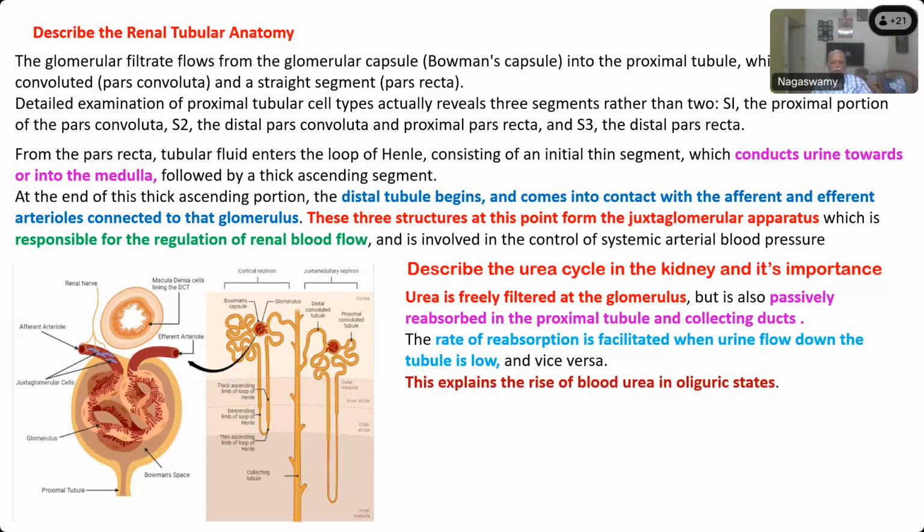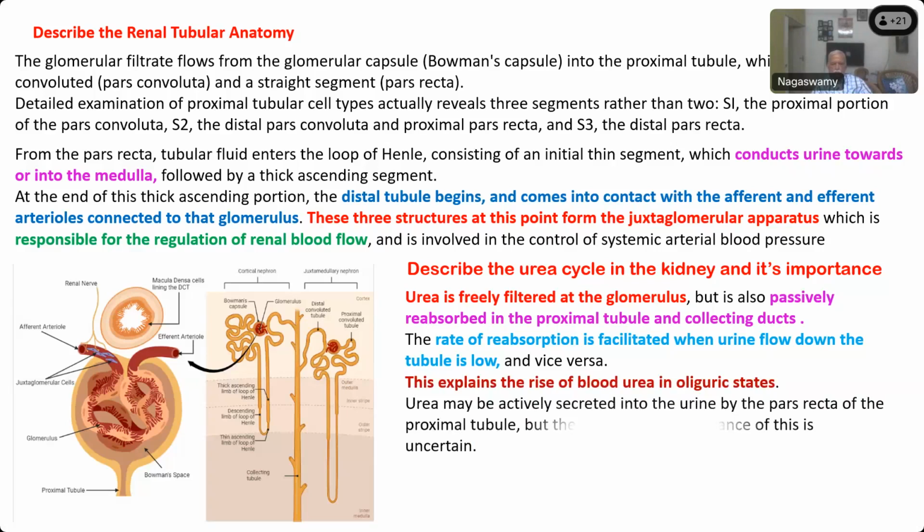Okay, this is explained. So the renal reabsorption is facilitated, that means it is encouraged, when the urine flow down the tubule is low. But when the flow is very fast and volume is more, you will have less urea. Okay, so it's an indirect indicator of your volume status of the body. So that is how the urea becomes important, number one.